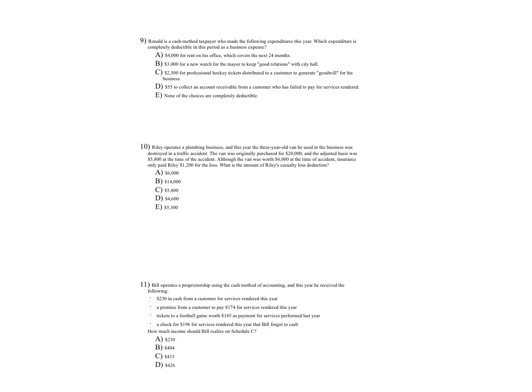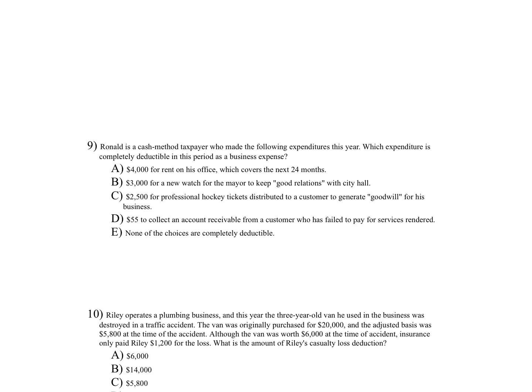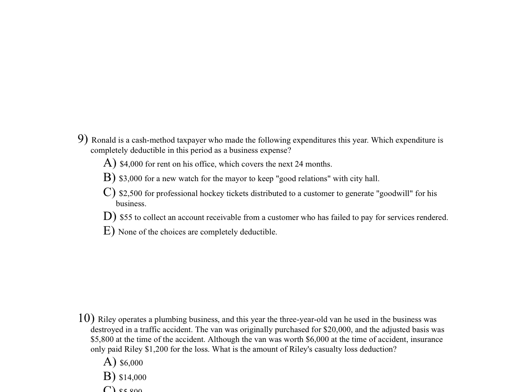And then let's go to the next slide. What we'll do is we'll do number 9 on this video, and then I'll do the next 9 on a second video so the video doesn't get too long. All right, so number 9. Ronald is a cash basis taxpayer who made the following expenditures this year. Which expenditure is completely deductible in this period as a business expense? So a couple of things here. Completely deductible in the current period as a business expense. Okay. All right. So what have we got?